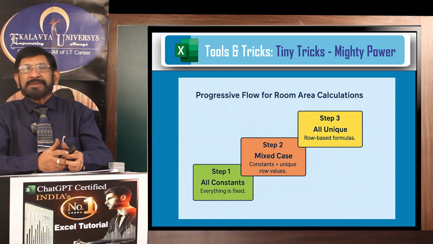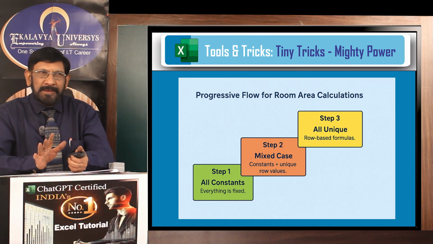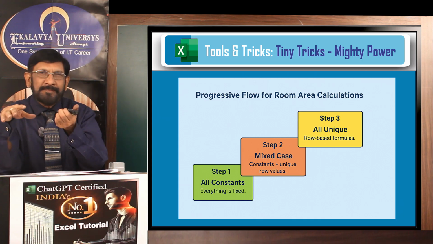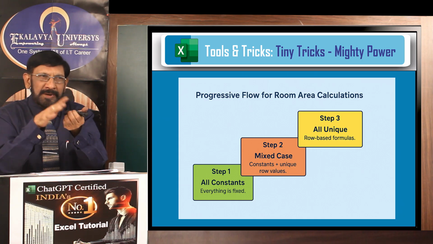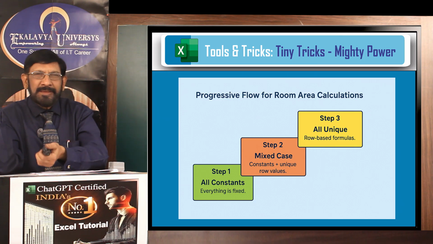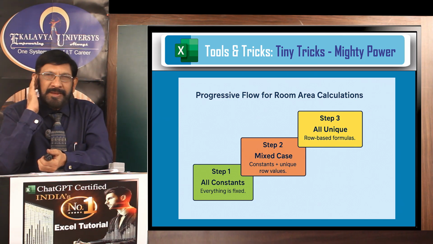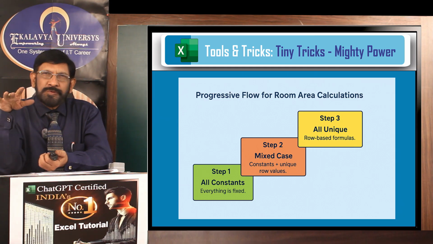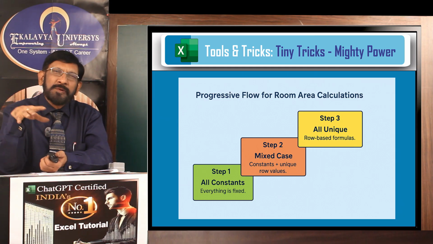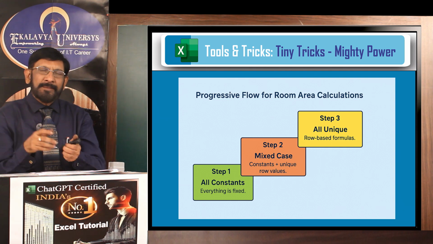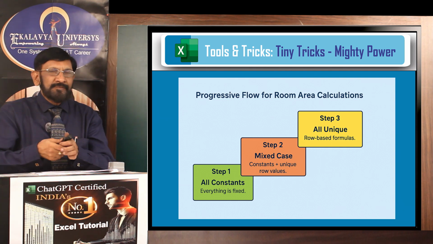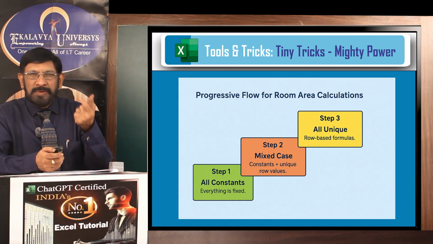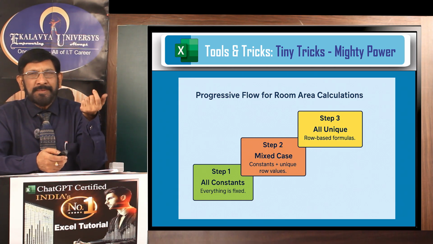Thereafter, mixed case. Mixed case means breadth is relative: breadth changes from room to room, but length and height are constant. The third one is where all are unique. All are unique means every room, like the rooms in your house, has different dimensions. By seeing this program, you can get an idea of how we are able to implement that.